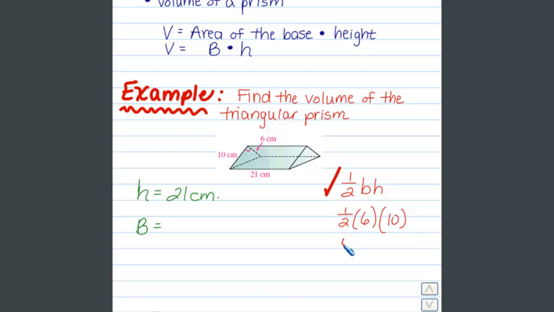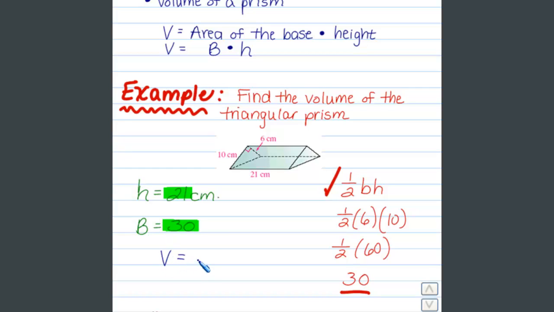So we want to multiply 1/2 times the product of 6 and 10, which is 60. 1/2 of 60 is 30. So our value for B is going to be 30. Now we're ready to find our volume. Remember, volume is B times H. So we're going to be multiplying 21 times 30, and this will give us our volume.